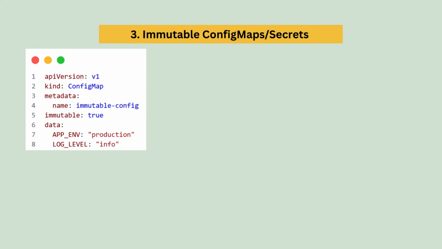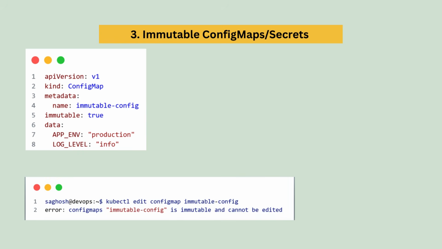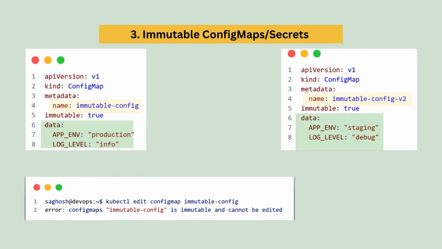Now, let's understand what happens if we update immutable config maps or secrets. So when a config map or secret is immutable, you can't edit it once it's created. Any attempt to modify it will fail. So the only valid approach is to replace it with a new version.